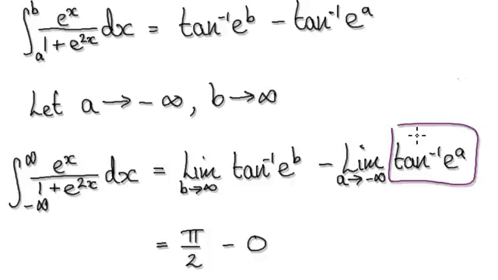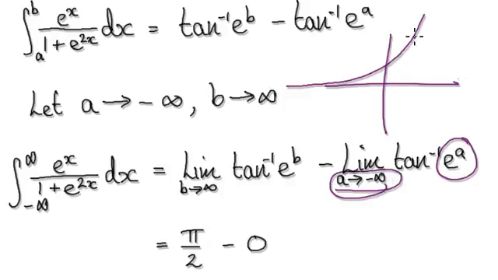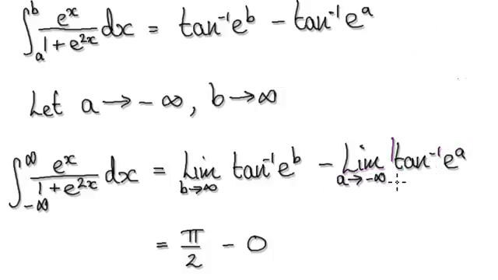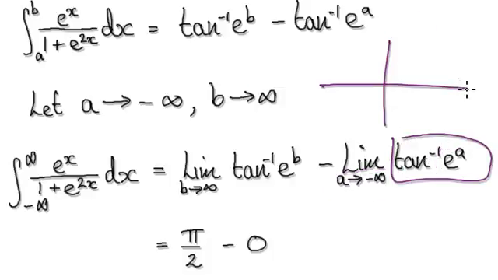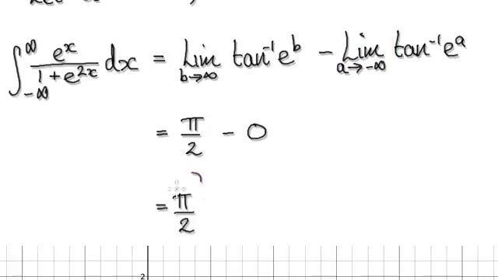Now look at this bit here. e to the power of x looks something like this. Now as a tends towards negative infinity, you're actually heading towards 0. So this thing here is going to be 0, and then arctan of 0 is 0. So this thing here is going to be 0. So the area is actually pi over 2.